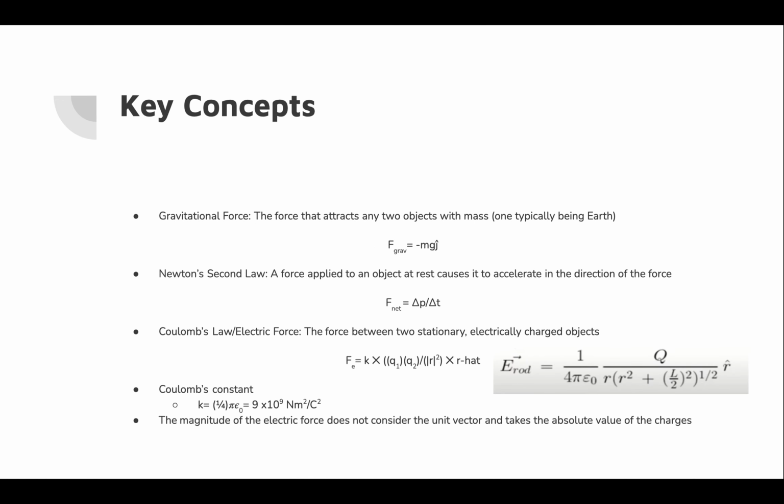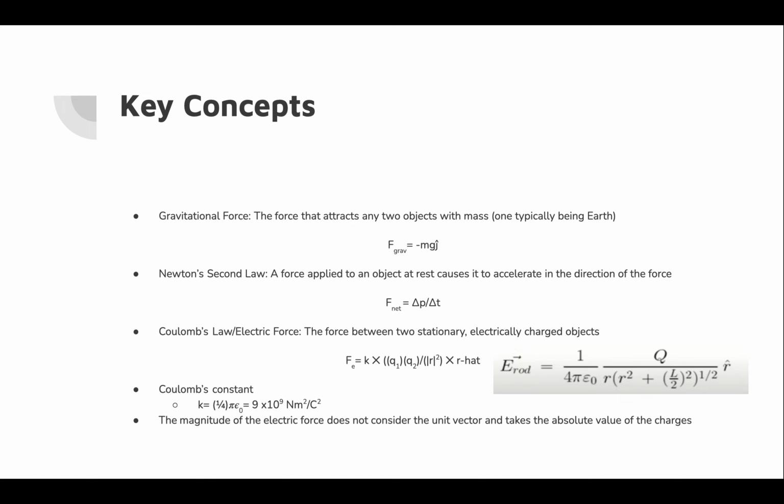Key concepts in this lab include the gravitational force, which is the force that attracts any two objects with mass; Newton's second law, which is a force applied to an object at rest causes it to accelerate in the direction of the force; Coulomb's law, or the electric force, which is the force between two stationary electrically charged objects. The electric force formula is on the left, but we'll also be using the E field formula for a rod, which is on the right.